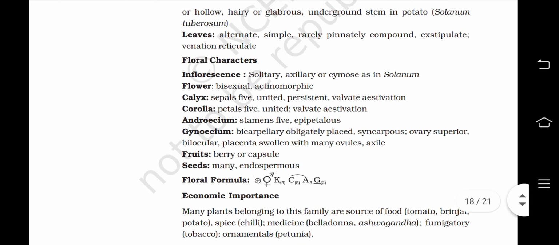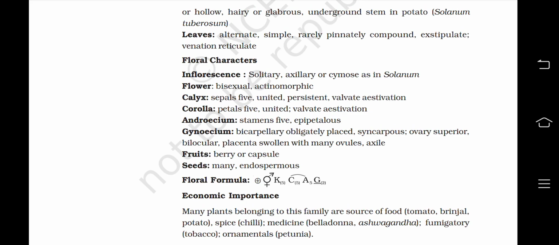Floral characters. Inflorescence is solitary, axillary, or cymose as in Solanum. Flower is bisexual and actinomorphic. Calyx sepals 5, united, persistent, valvate aestivation. Corolla petals 5, united, valvate aestivation. Androecium stamens 5, epipetalous. Gynoecium bicarpellary, obliquely placed, syncarpous, ovary superior, bilocular. Placenta swollen with many ovules.